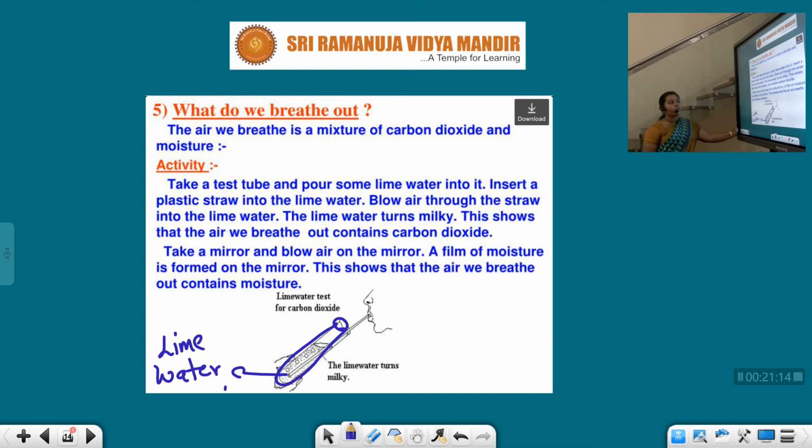Take a mirror and blow on it. A film of moisture is formed on the mirror. This shows that the air we breathe out contains moisture too. When we blow air on the mirror, we can see some small droplets. So it gives the physical proof that we are exhaling carbon dioxide as well as moisture.